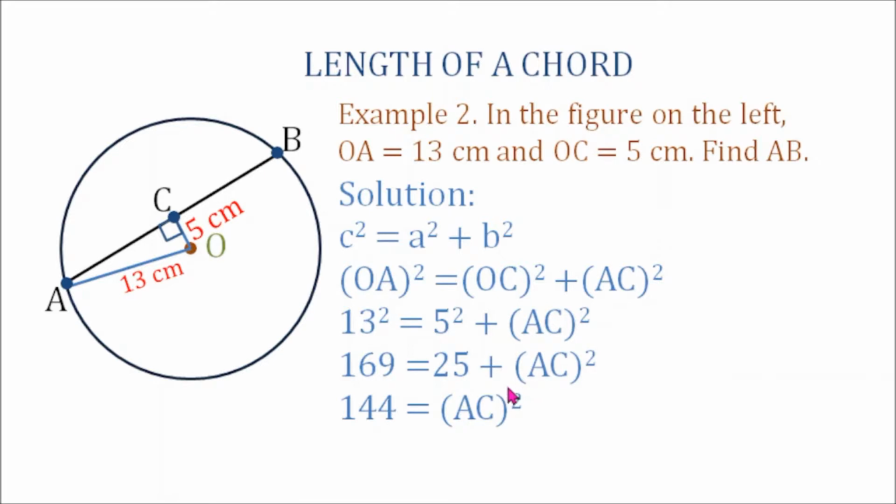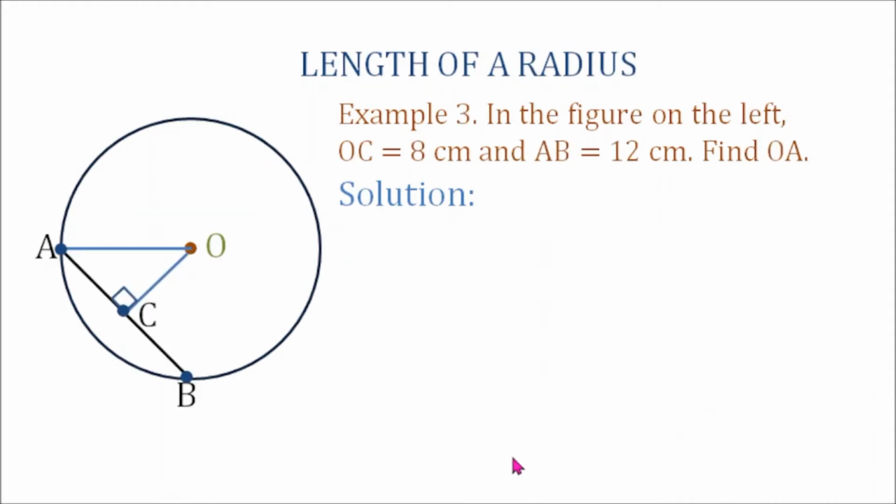To get rid of this squared here, we are going to find the square root of both sides. The square root of 144 is 12. So this means AC is 12. Now since AC is 12 and CB equals AC, that means AB equals 24 cm. So this is our answer. AB equals 24 cm.